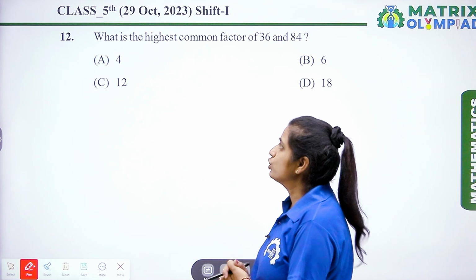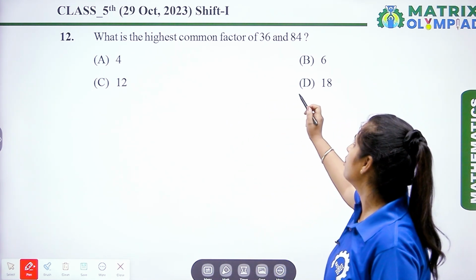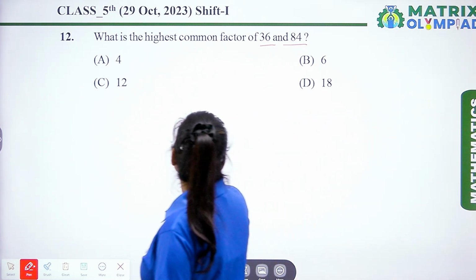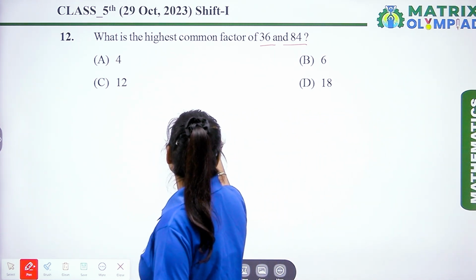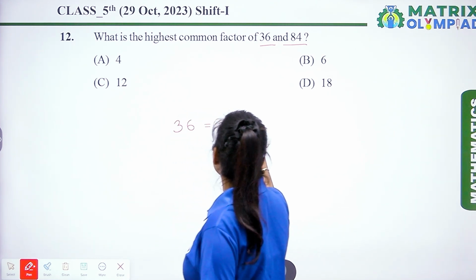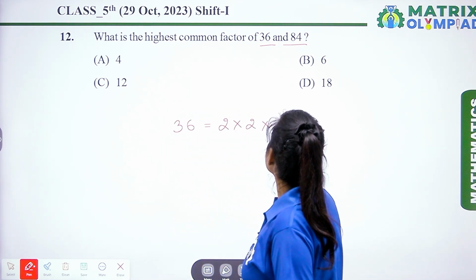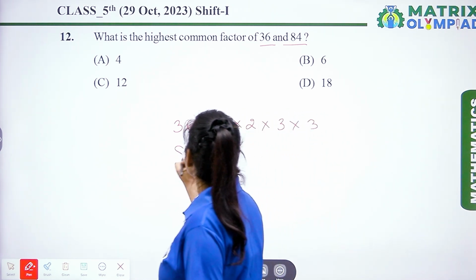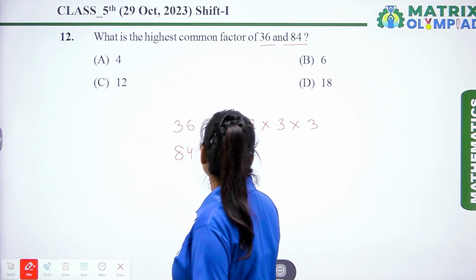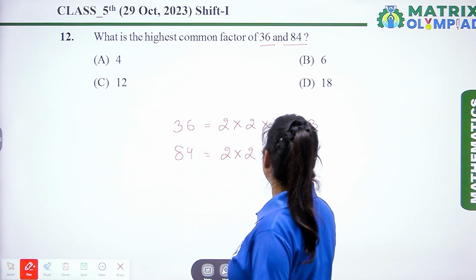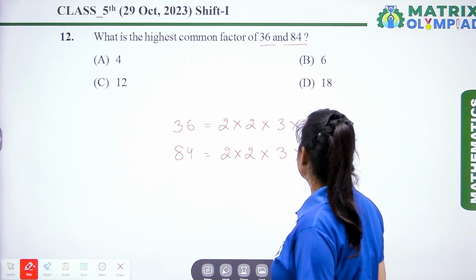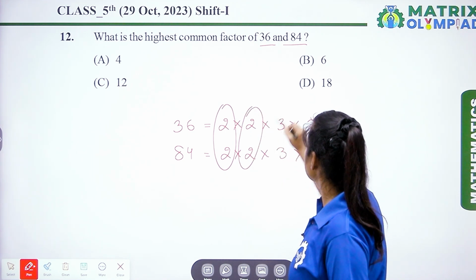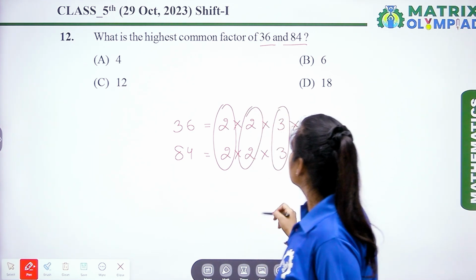Now the next question is question number 12. What is the highest common factor of 36 and 84? Let's find out. 36 can be written as 2 multiplied by 2 multiplied by 3 multiplied by 3. And 84 can be written as 2 multiplied by 2 multiplied by 3 multiplied by 7. So here let's find out the common factors: 2, 2 and here 3.